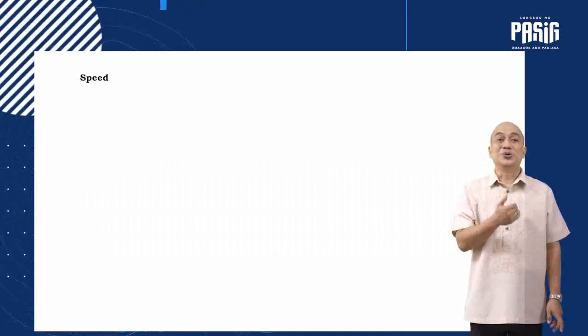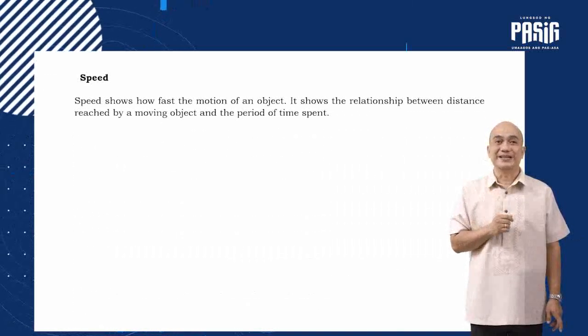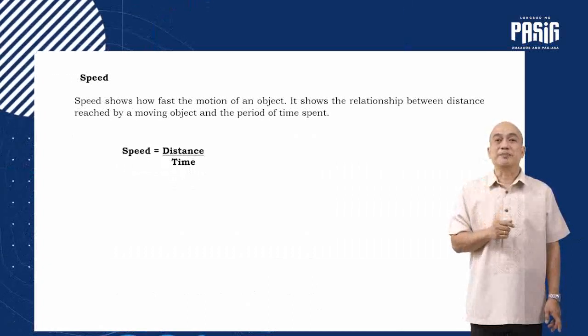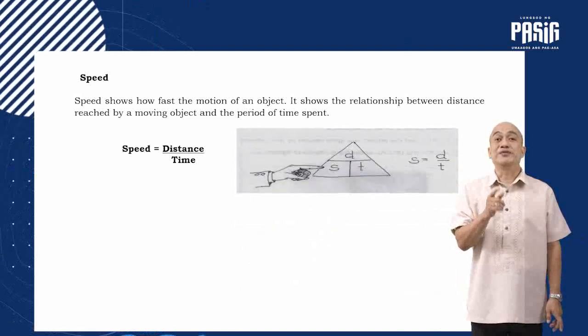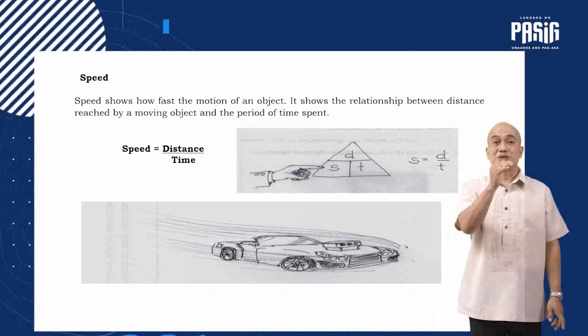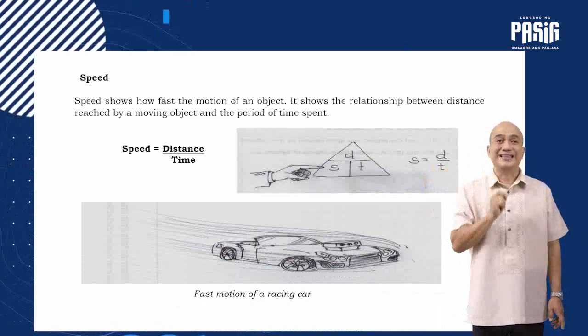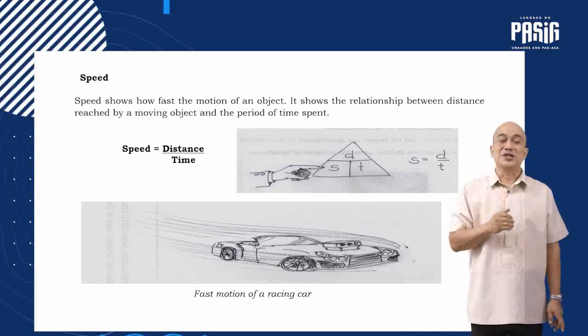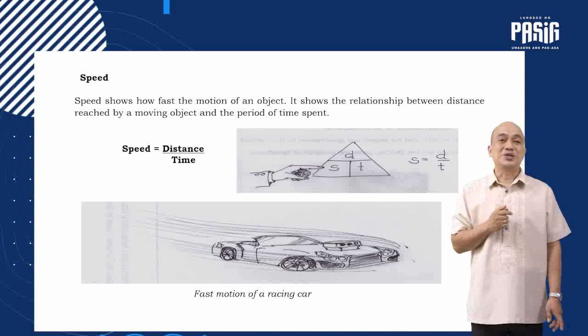Let's go to speed. Speed shows how fast the motion of an object is. It shows the relationship between distance reached by a moving object and the period of time spent. We have the formula: speed is equal to distance divided by time. So we have the illustration there. Next, how about the picture? The picture of a speeding car.